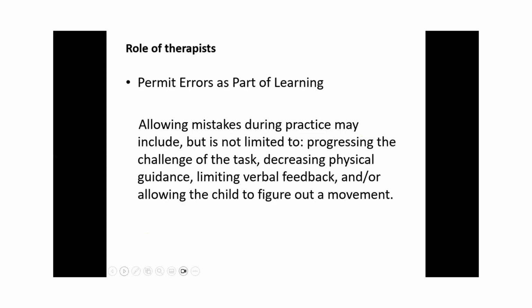So while doing this, you need to permit errors as part of learning. Don't stop the child if the child does any wrong pattern of movement. You need to go slow. Let the child first move, and then slowly and gradually you need to correct the pattern of movement or correct the posture. Gradually you decrease physical guidance, you give initially verbal feedback, and then you gradually reduce that, allowing the child to figure out a movement. Everything boils down to learning a movement. Physiotherapy leads to learning functional activities, functional movements. The physiotherapy will have no meaning if there is no functional improvement.